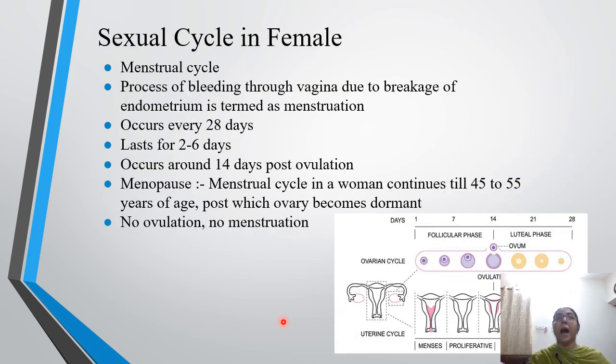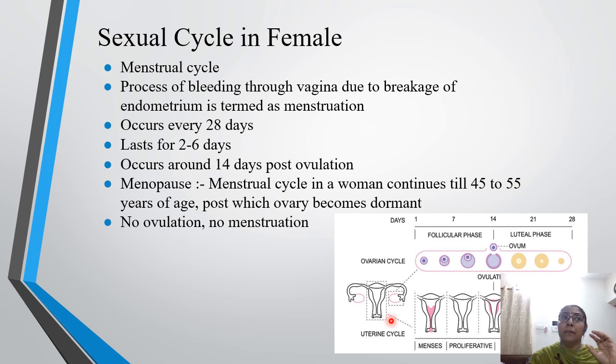So we will see how the menstrual cycle takes place. It is a cyclic process, every 28 days, as I just said. The bleeding through the vagina is due to the breakage of the endometrium, and we term it as menstruation. It occurs every 28 days, and the bleeding can last for 2 to 6 days.